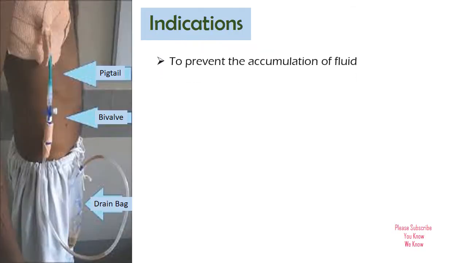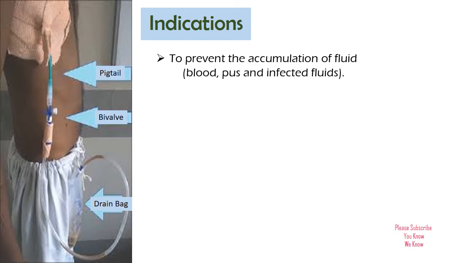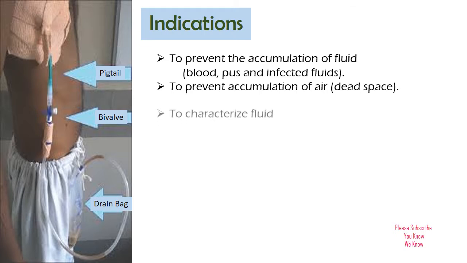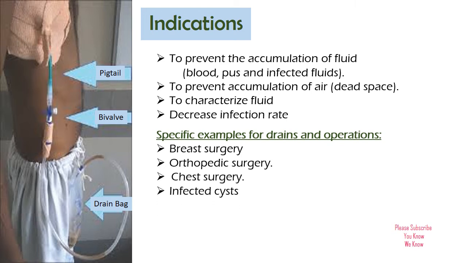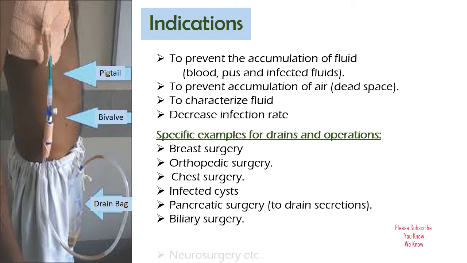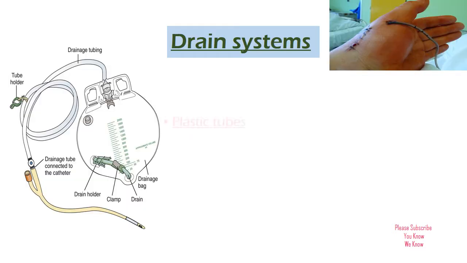Indications for a drain are to prevent accumulation of fluids such as blood, pus and infected fluids, to prevent accumulation of air in the dead spaces, to characterize fluid, and to decrease infection rate. Specific examples for drains and operations are breast surgery, orthopedic surgery, chest surgery, infected cyst, pancreatic surgery to drain secretions, biliary surgery, neurosurgery, etc.